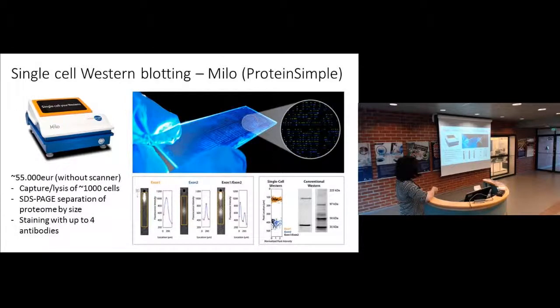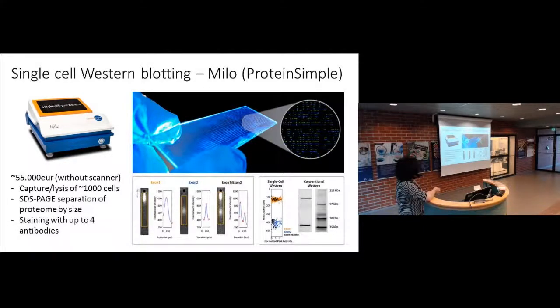So you do the Western blot, and then you blot it, and then you stain with up to 4 different antibodies for your genes of interest. So for example, here there are 3 cells, and this cell obviously expresses only the exon 1 isoform of the protein. This cell is expressing the exon 2 isoform, a shorter protein, and this third cell is expressing both of them.